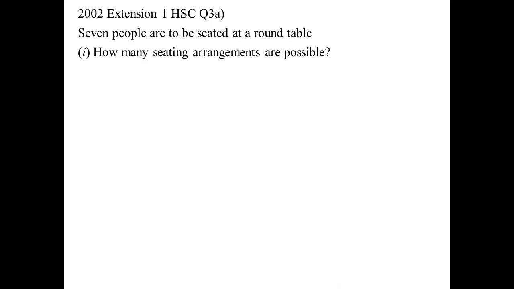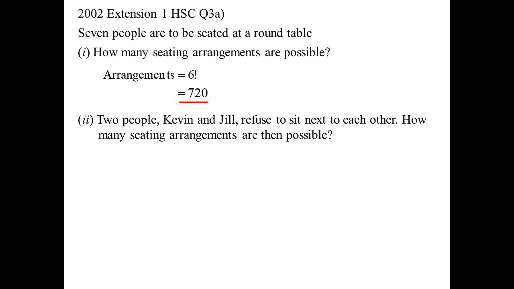Here's an old HSC question. So 7 people sitting around a table. Starts off, how many are possible? So no restrictions. How many are possible? Oh, well, 7 people, but it's in a circle, 6 factorial. Now 2 people, Kevin and Jill, they refuse to sit next to each other. So how many arrangements are now possible?